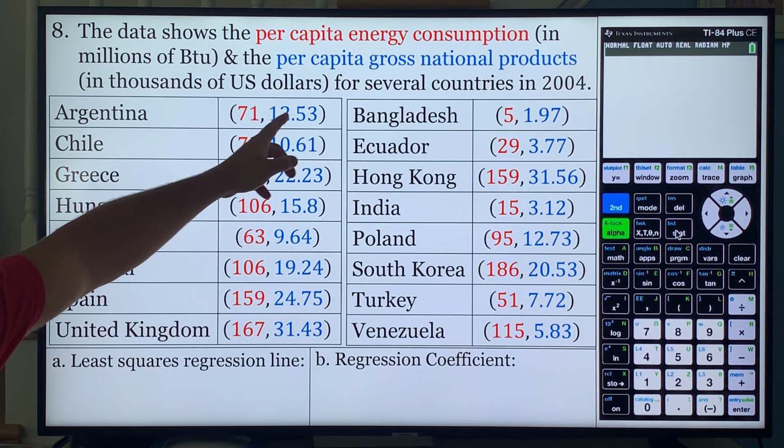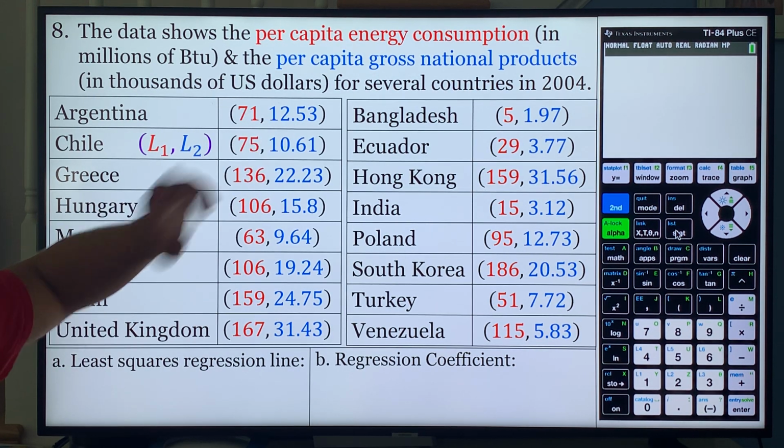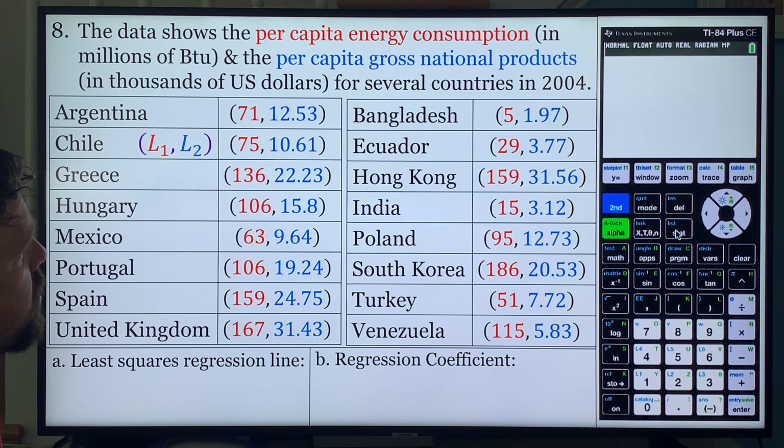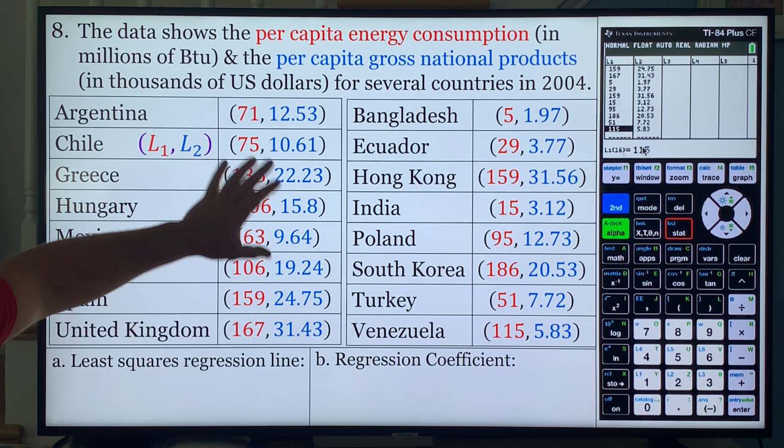Yeah, the national product is dependent on the energy. So you've got L1 and L2. What you're going to do is type them all into your calculator. Stat, Edit, and guess what? Look at it, I already typed them all in. Beat you. You didn't want to sit and watch me type all this stuff in. So they're all typed in. I checked them all. Everything's good.